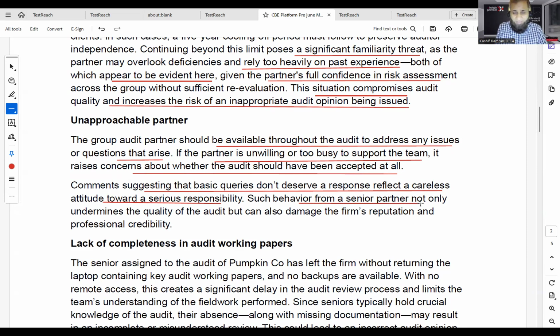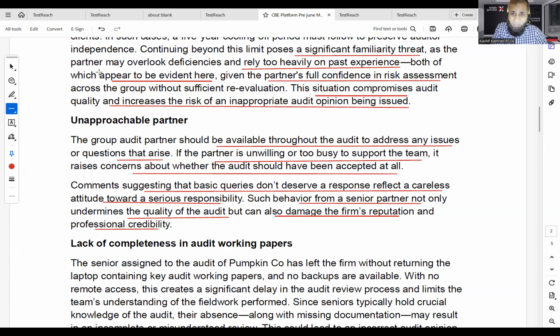Such behaviors from a senior partner not only undermine the quality of the audit, but also damage the firm's reputation, wonderful, and the professional credibility, and also increase your liability and negligence if later the shareholders take you to the court of law. So in every case, this person is writing the issue as well as the actions. Wonderful answer. I'll be sharing this answer with all of you in the WhatsApp group. You can catch on it. But this is the way to write in the answer.